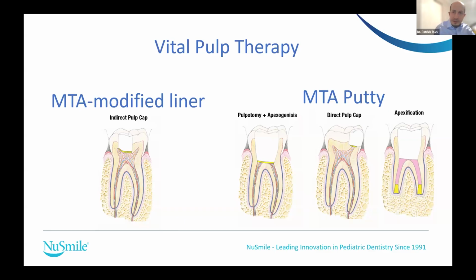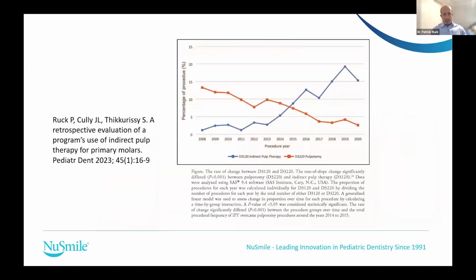And so our indication for a product like NeoLiner, something that has resin in it, would be anytime we do indirect pulp caps. And then anytime that we have vital pulp tissue, so that would be apexogenesis, direct pulp capping, partial pulpotomies, full pulpotomies, that's when we're going to use our pure dicalcium silicates that don't have any resin-based products in them.